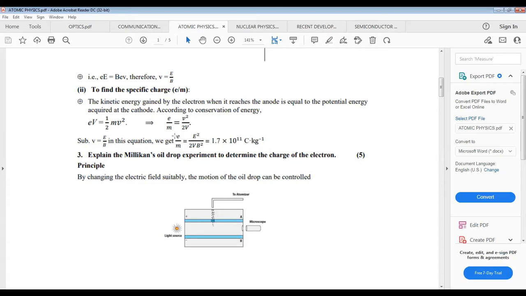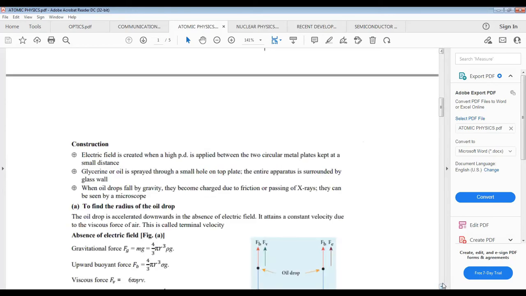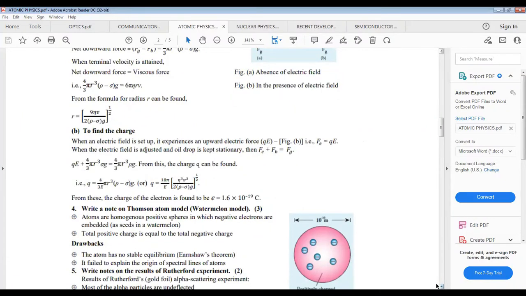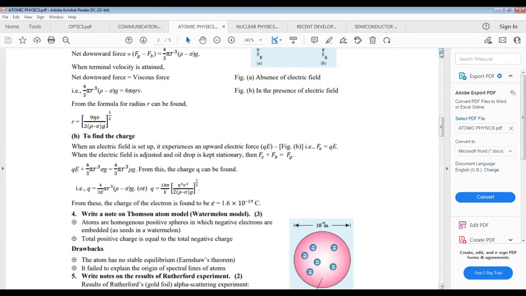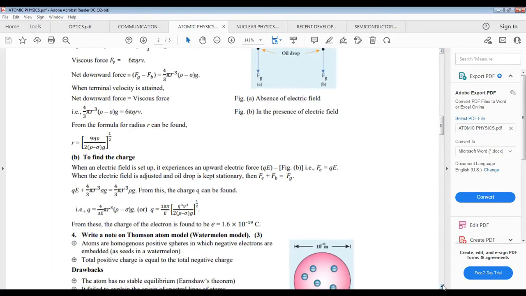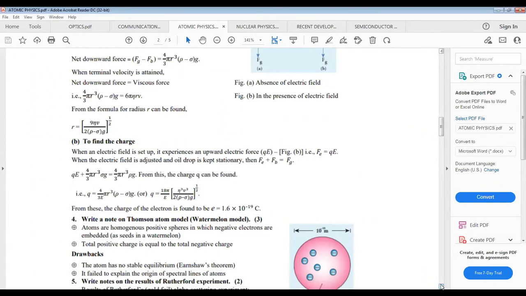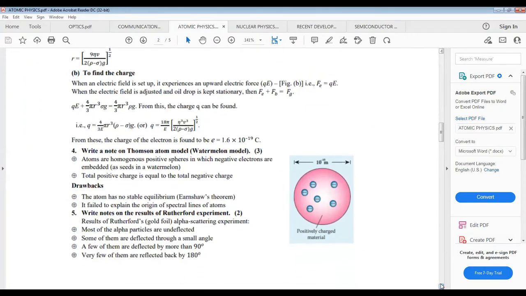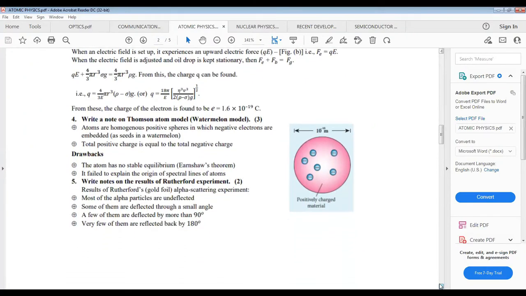This is also called specific charge. Specific charge is given by 1.7 into 10 power 11 coulomb per kg. So you can find this value using this experiment. What I can say is, this Millikan oil drop method is somewhat vague question. Most probably we may not expect this question, so we may skip this one also.